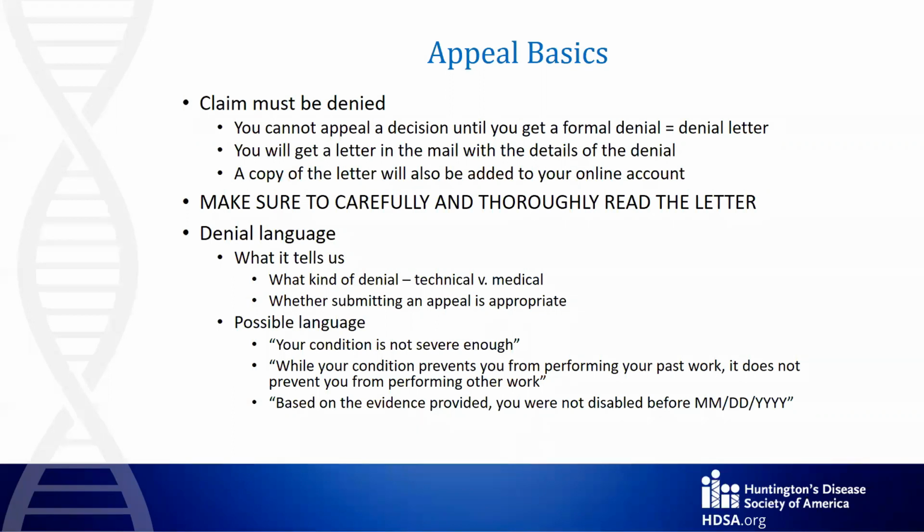So the middle bullet point, while your condition prevents you from performing your past work, it does not prevent you from performing other work. This tells me that of Social Security's 5-step denial, you were denied at step 5. So, with Huntington's disease, you probably should have been approved at step 3, but for whatever reason that didn't happen. And they took you through a step 5 analysis and determined that you could do some random piddly job they found in Nebraska or wherever else in the country. So, what does that mean for your case, and how do we improve your case at the next level?